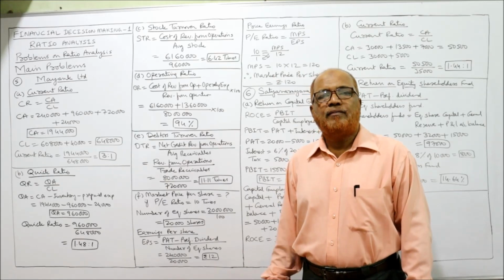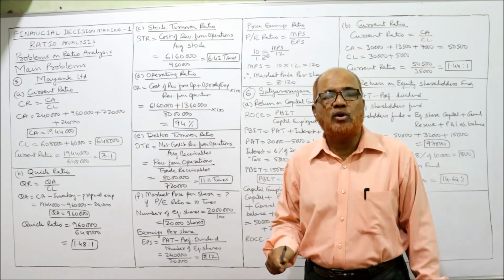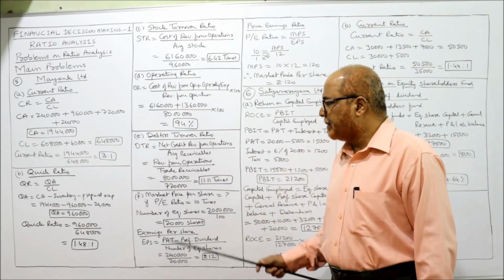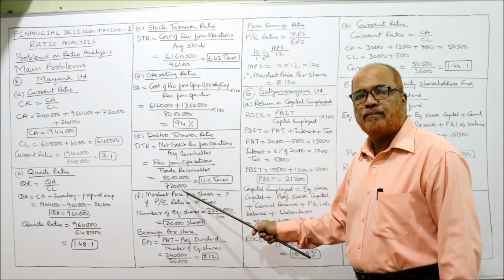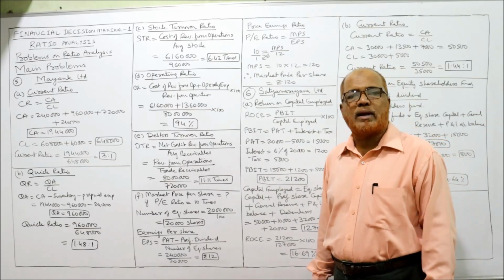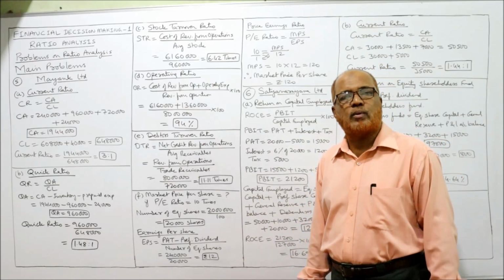And in the numerator, we don't know how much is the credit revenue from operations. So whatever revenue from operations is given, that only we will take. That is 80 lakh. So 80 lakh revenue from operations and trade receivables are 7,20,000. That gives 11.11 times. This is the receivables or debtors turnover ratio.